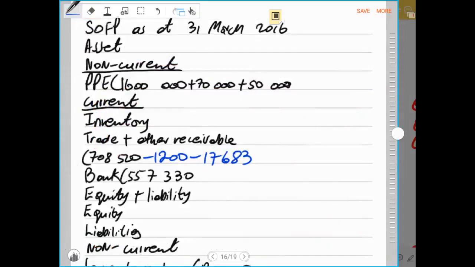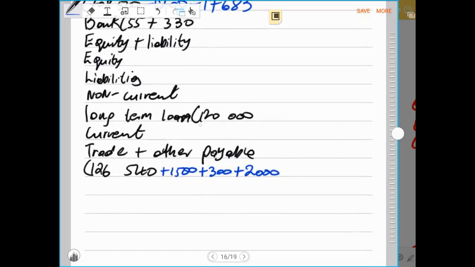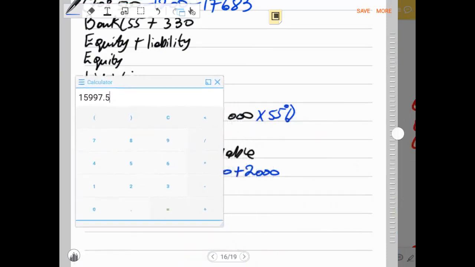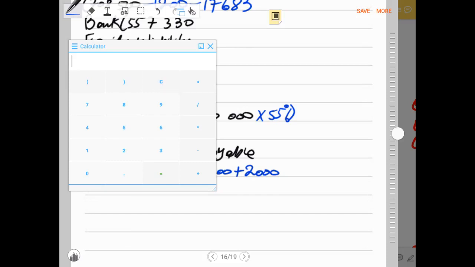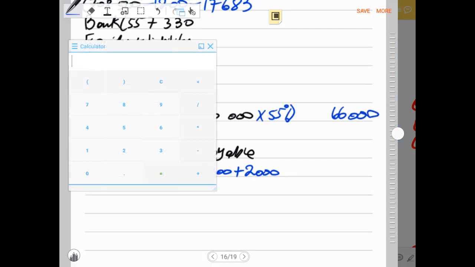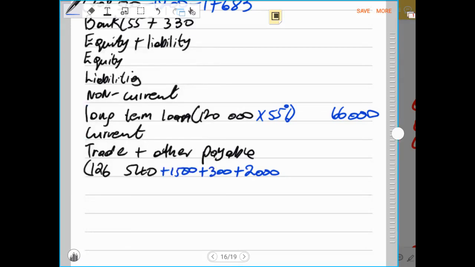So now we know that our loan is 120,000 rands. Here is our long-term loan. That means 55% of that will be non-current, and 45% of that will be current. So we say 120,000 rands times 55%, then that will give us 66,000 rands, which is a non-current liability. Then we say 120,000 rands times 45%, that will be the current portion of the loan.